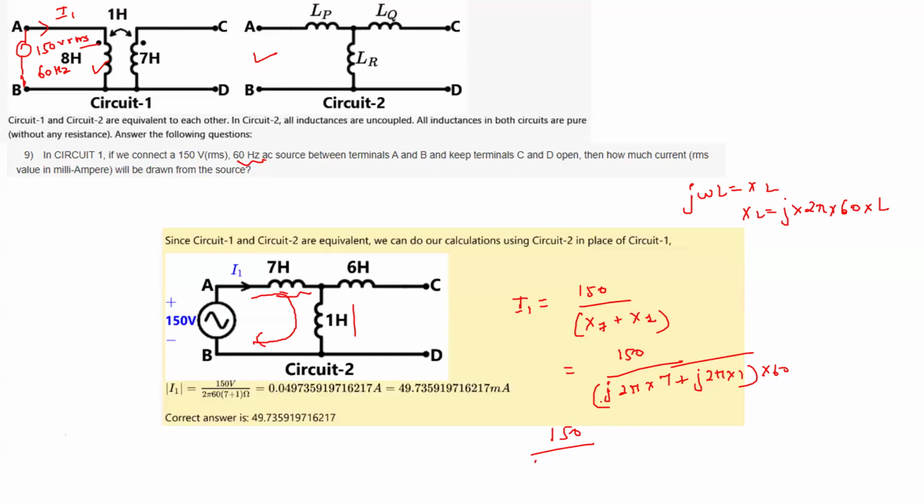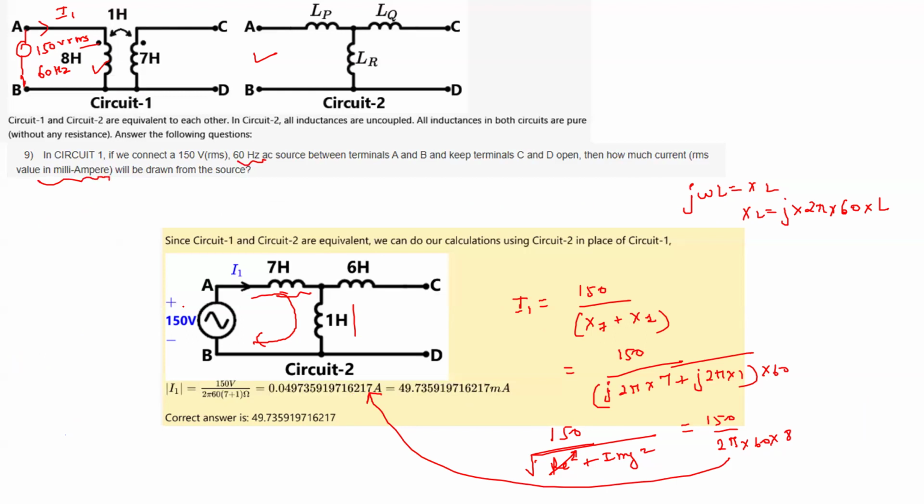Because the real part is 0, so root over of real square plus imaginary square. Real square is 0, so this becomes 150 by whatever is the imaginary part. So this is 2 pi 60 into 8. If you substitute this, you will get this much value of current. But please read the question carefully. They're asking you to enter the value in milliampere. So 0.049 ampere means 49 milliampere. So you have to enter this value.